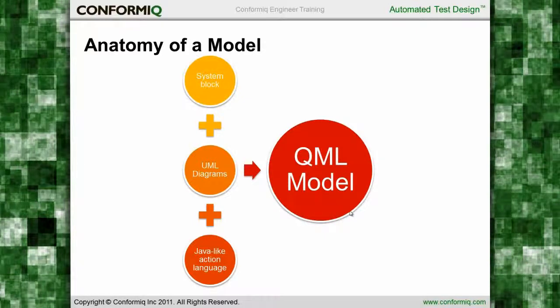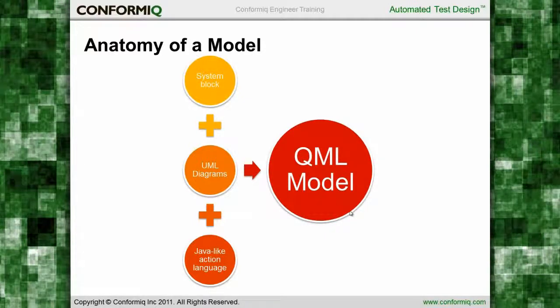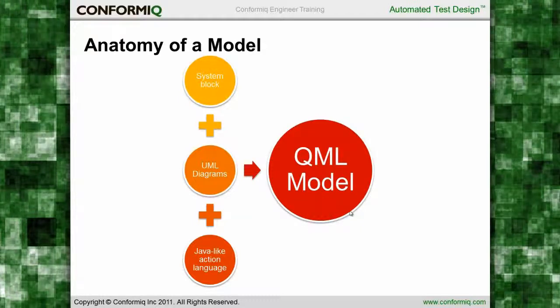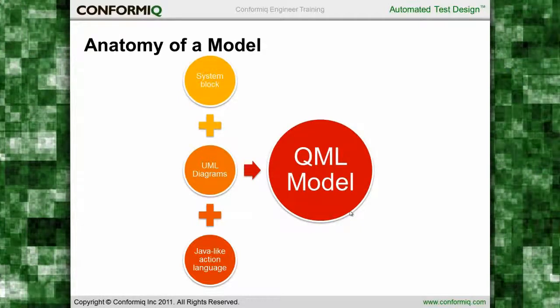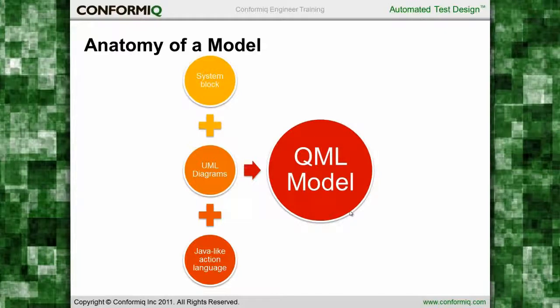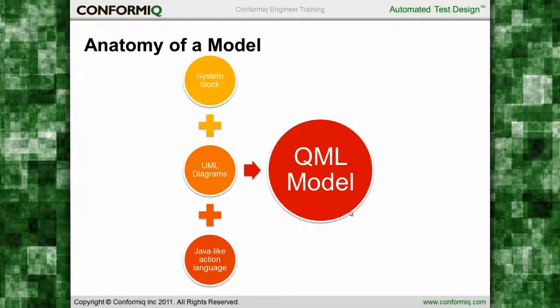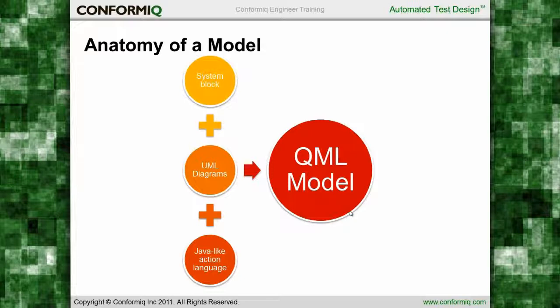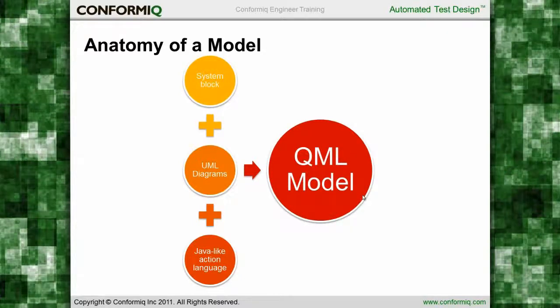Models can also be created fully just using the textual Java notation, but most typical models for Conformiq Designer also have the state machine part created using the UML state machine diagrams.